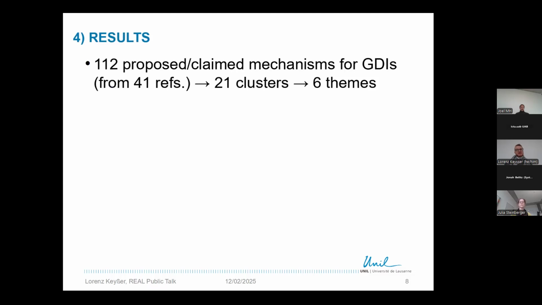So in terms of the results, we found 112 proposed, claimed mechanisms for GDIs from these 41 references, grouped into 21 clusters and 6 overarching themes. And it must be said already here that we did not discriminate between mechanisms and theories, so we did not judge whether a mechanism makes sense or has empirical support. We just wanted to collect what is out there, what is being claimed, where GDIs come from.